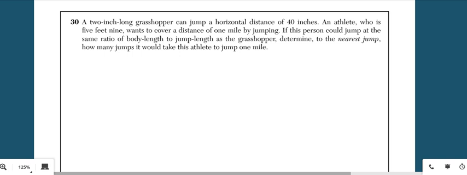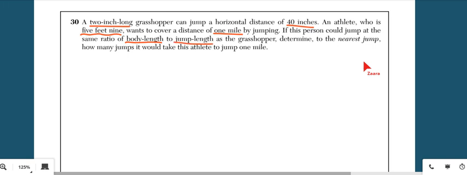A 2-inch long grasshopper can jump a horizontal distance of 14 inches. Okay, an athlete who is 5 feet 9 wants to cover a distance of 1 mile by jumping. If this person could jump at the same ratio of body length to jump length, now they are talking about the body length to jump length ratio.